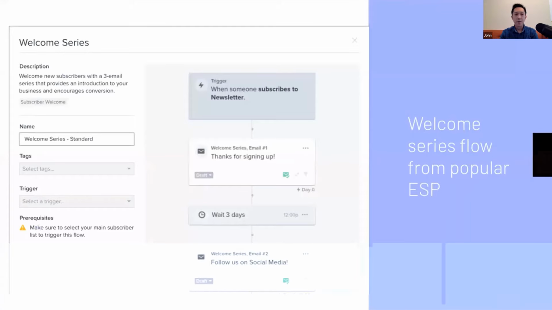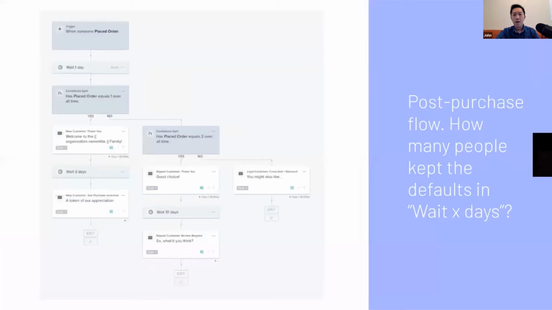Here's a very familiar flow, hopefully for everyone. Most people might recognize this. This is a welcome series flow from a popular ESP on Shopify. It basically says, join those lists, send an email, wait a couple of days, send another email. And here's another one that is a little more complicated, a post-purchase flow. You can see there are more splits based on conditions, like the number of orders people have. And again, there's some baked-in waiting period between each email.